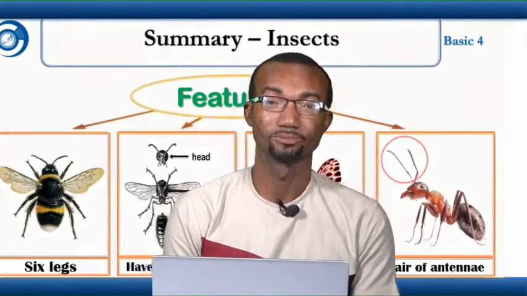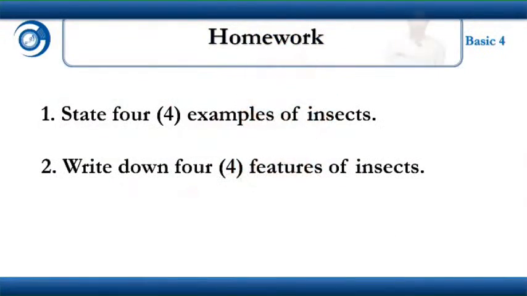Let's take this homework. 1. State 4 examples of insects. We talked about 9 examples of insects, so I want you to state 4 examples of the insects we talked about. And then 2. Write down 4 features of insects.